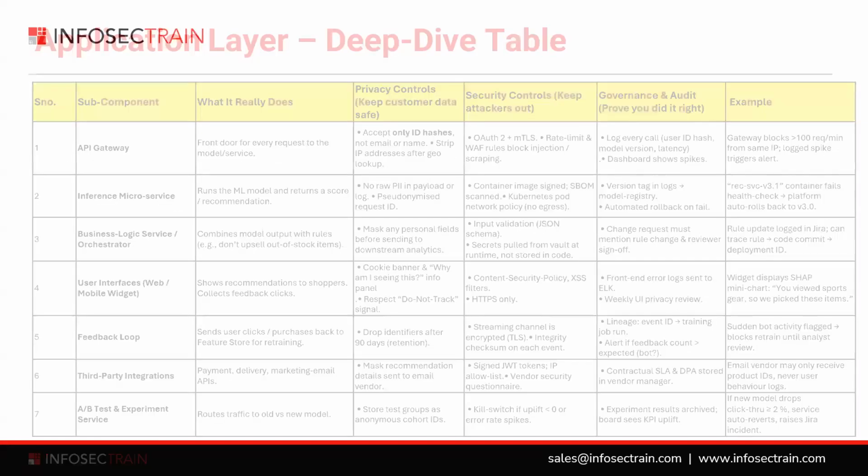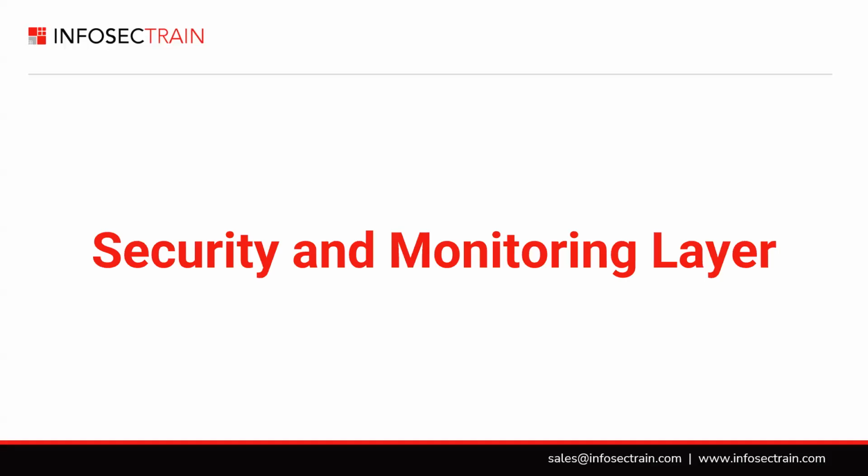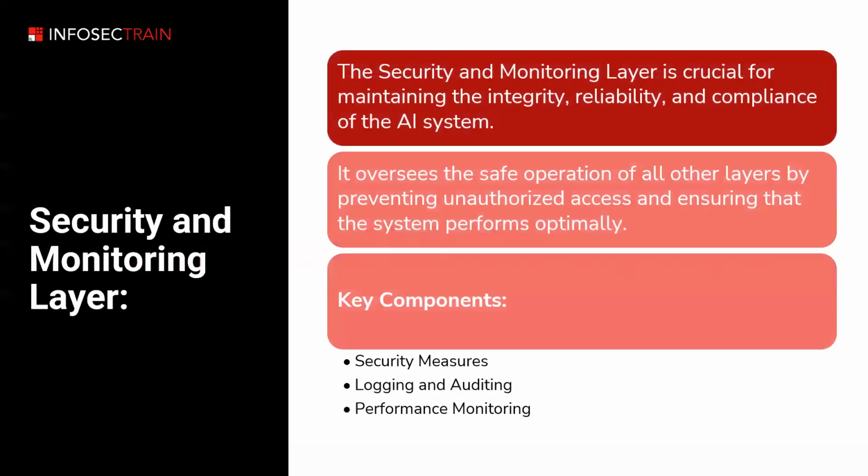Now, next is called the security and monitoring layer. The security monitoring layer is crucial for maintaining integrity, reliability, and compliance. So when you're dealing with AI, what is the most important thing? Confidentiality or integrity? The first is integrity. Make sure it provides the right data, and then make sure it only generates the right output to the right user. Is it clear?